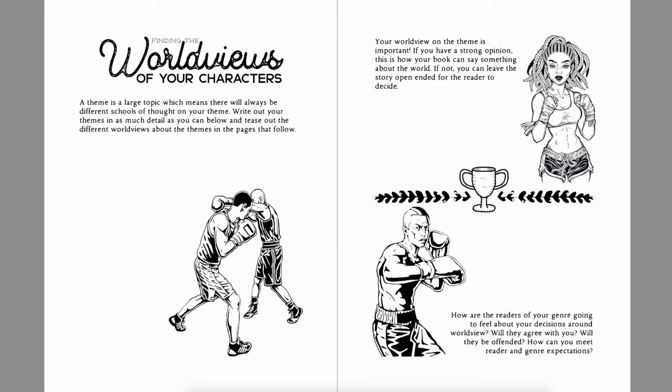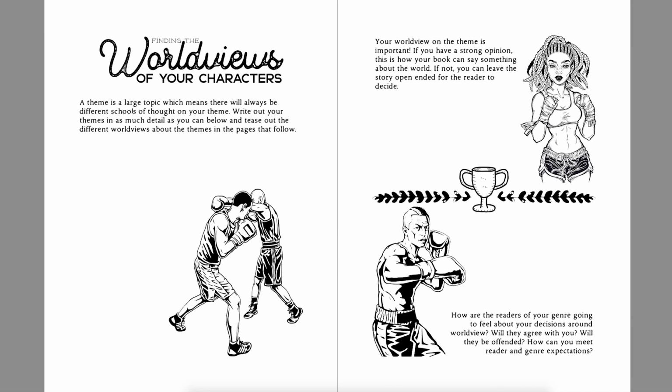So finding the worldview of your characters, it really comes down to a couple different things. So one is, if you have a strong opinion, this is how your book can say something to the world. So you may be writing a book that has a very strong theme, and you are actually trying to say something with that theme. If you don't have a strong opinion, or that's just not your style, you can also leave the story open-ended and allow for the reader to decide how they feel based on what you have presented to them.